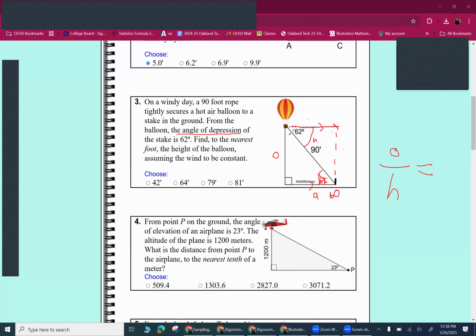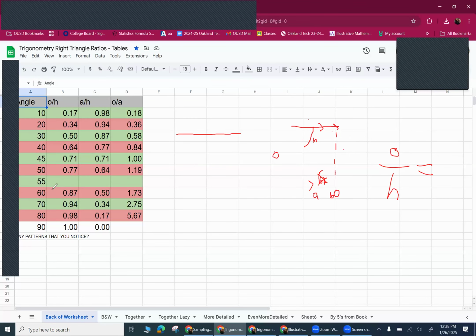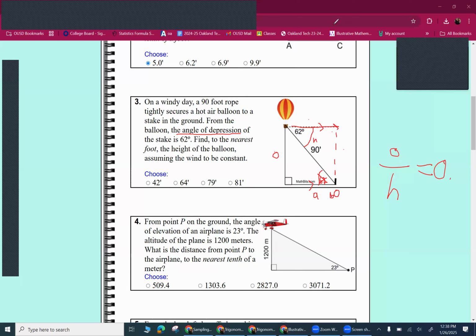Now, if I make this a 60-degree angle, some of you might know the quick way to get this over here, which I'll explain in just a minute, but we're going to do it the way that we traditionally would do. So I'm going to go to 60. I'm looking for opposite over hypotenuse. It's 0.87. Go back here, 0.87. And once again, opposite over the 90 feet equals the 0.87.